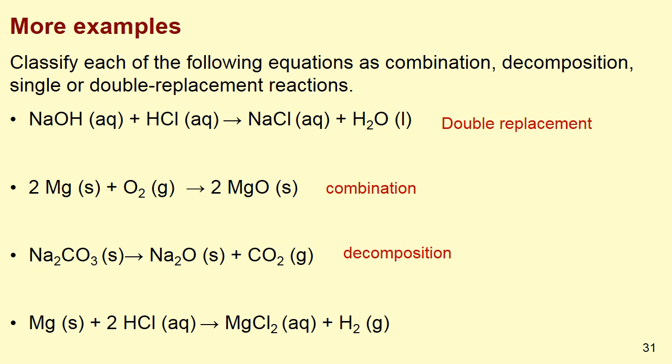And then Mg plus 2HCl gives us MgCl2 and H2. So this one is a single replacement because the Mg has replaced the H with the Cl. So one thing has replaced another. All right, I hope that you can look back at these and make sure you can identify the types of reactions.